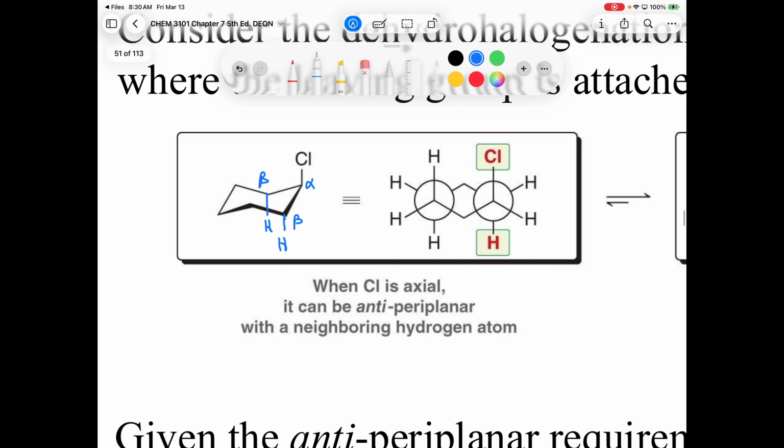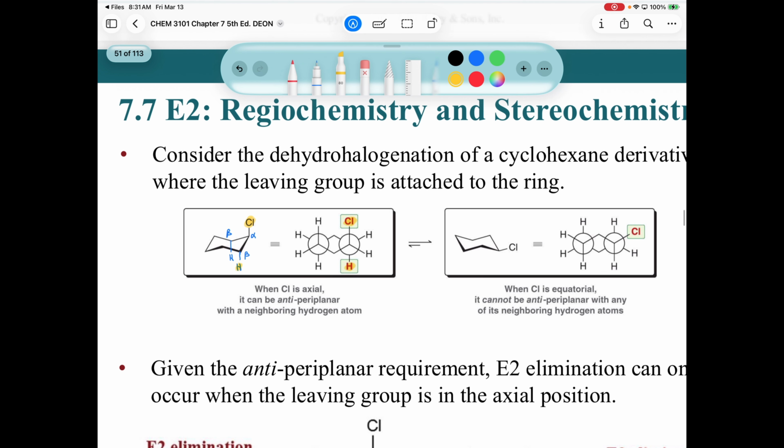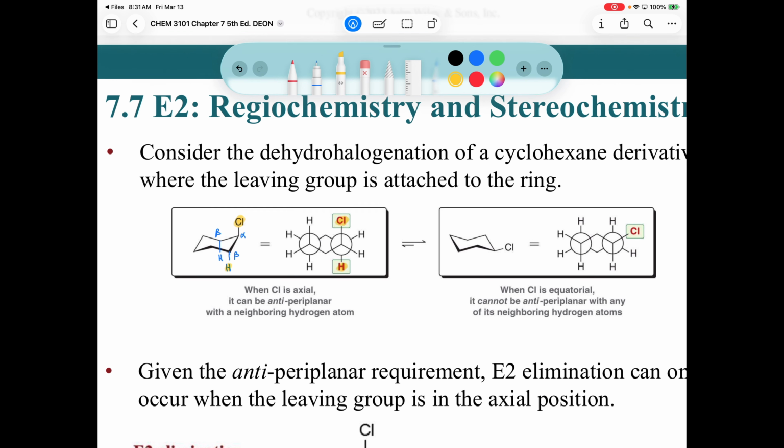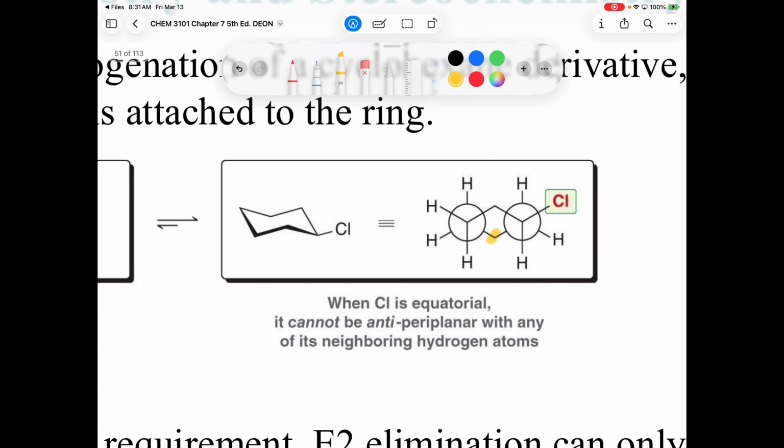You see that he's drawing the Newman projection here, and all he's doing is highlighting this and this, saying that yes, those are anti-periplanar to each other, and so an E2 reaction can occur. However, if the leaving group is equatorial, and I know the answer's on the screen, look at that Newman projection right there. Do you see any proton that's anti-periplanar to that chlorine? I sure don't. No, there isn't one. If you look down here, that's a carbon, that's a CH2 group.